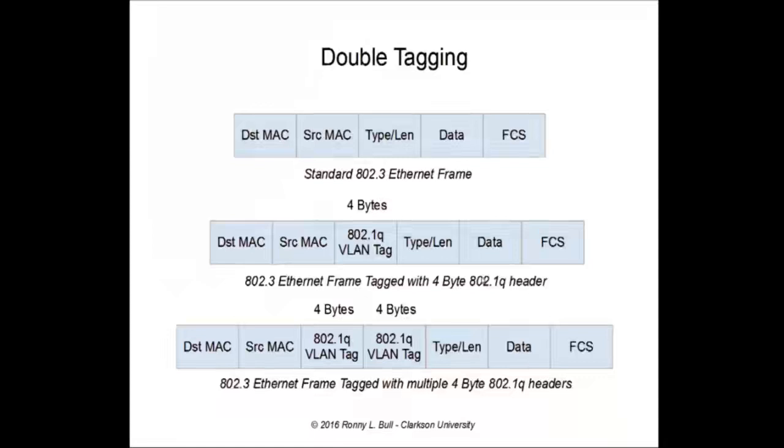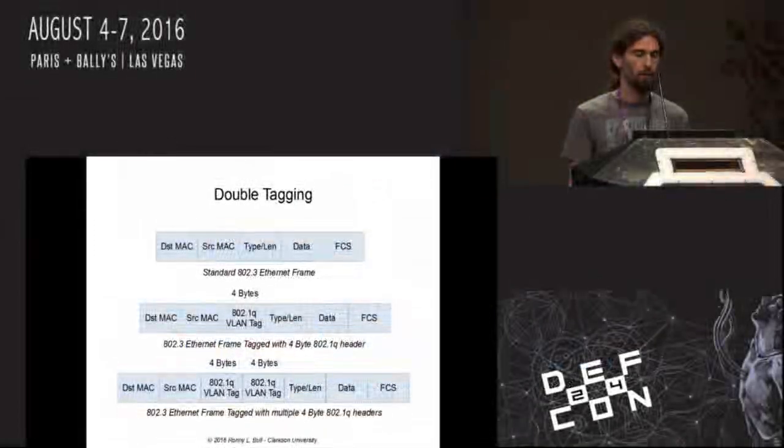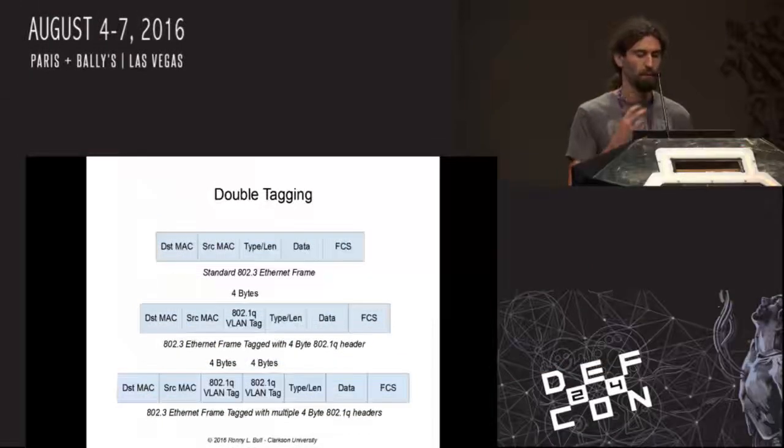So here's a comparison of frame types. The first one is a standard Ethernet frame without VLAN support. The second one is that standard VLAN tag with one 802.1q tag, or header, in the middle. And then the third one down on the bottom is doing 802.1q double tagging. So this is where we're actually doing a frame within the frame, or a VLAN tag within the frame, and we're doing multiple ones.